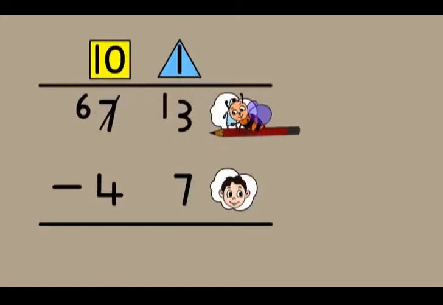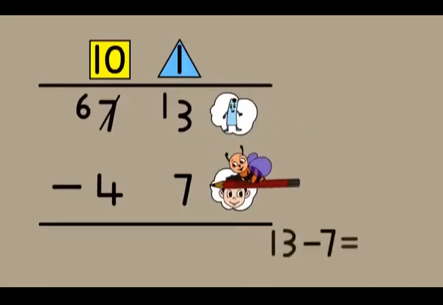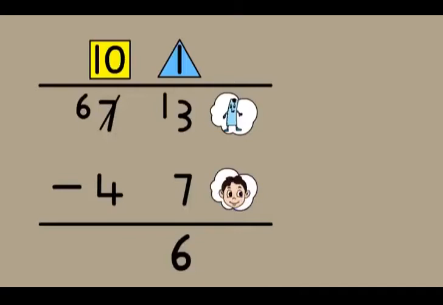Now it is easy. First it is 13 minus 7. 13 minus 7 equals 6. Okay, now I will do 6 minus 4. 6 minus 4 is equal to 2. So, it is 26. Futta has 26 seeds more than Chinu.